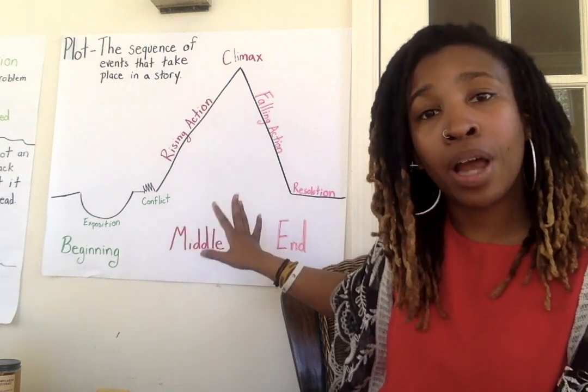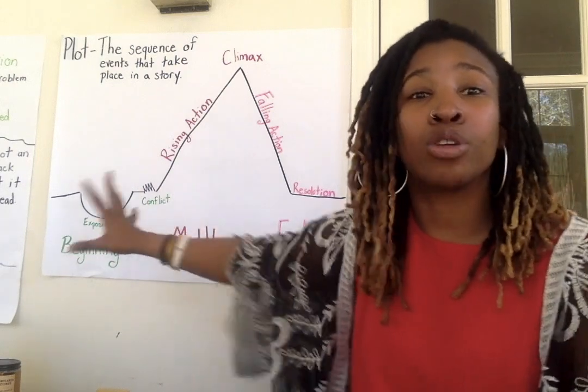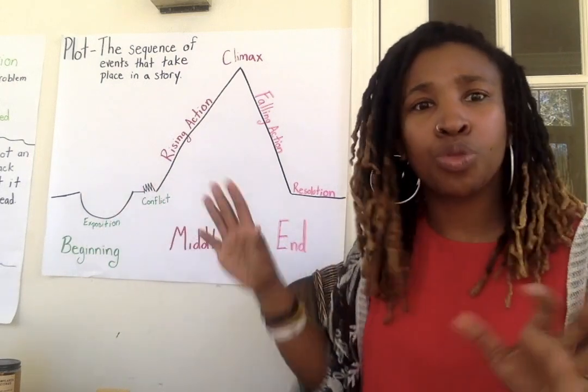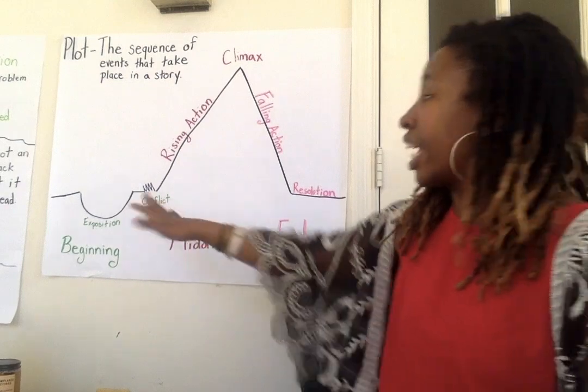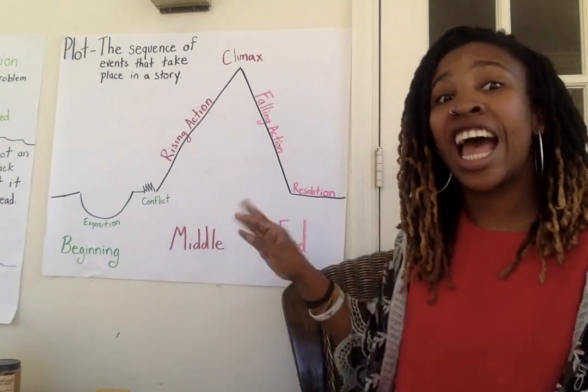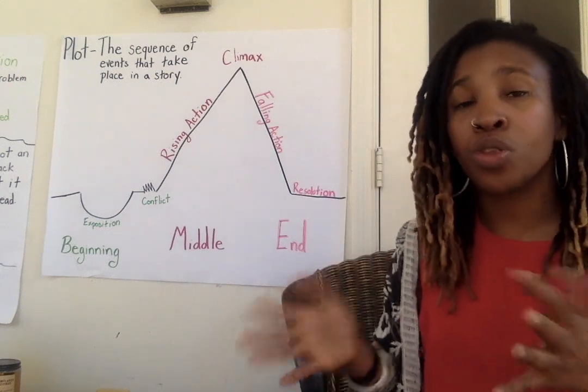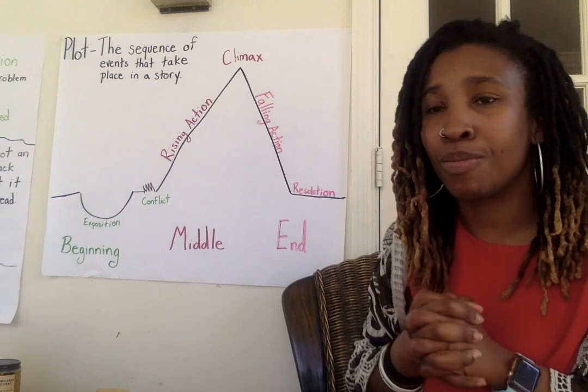Now, the story plot mountain is how all stories are created or how they're drafted, how we get through them. And they have the same parts of beginning, middle, and end, but each of these parts has little parts inside of them. And today I'm going to go over those little parts. So let's start at the beginning.